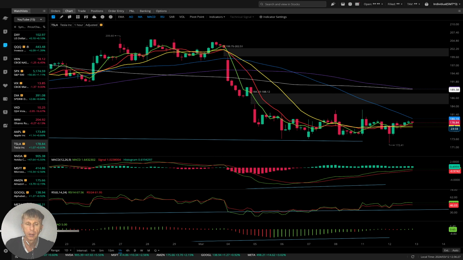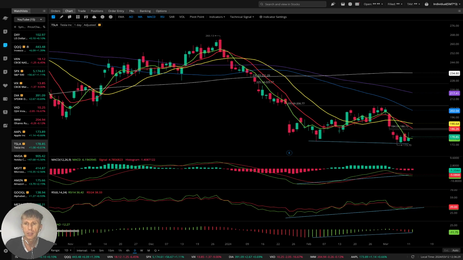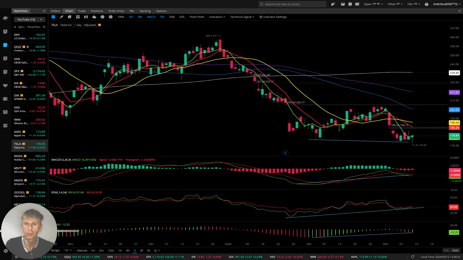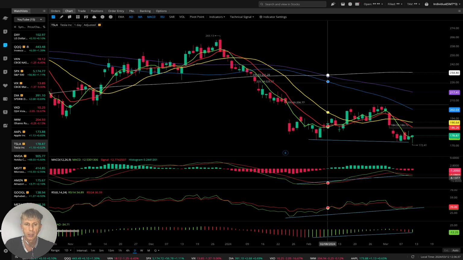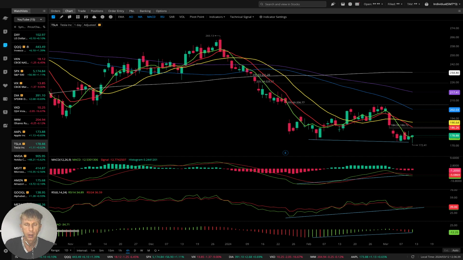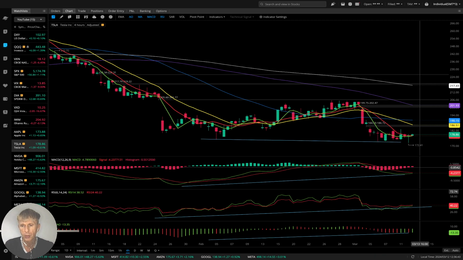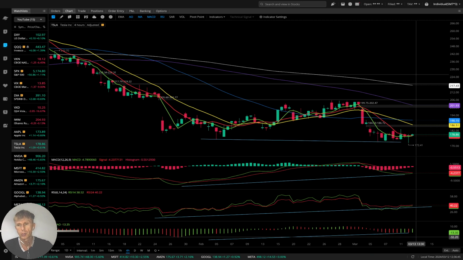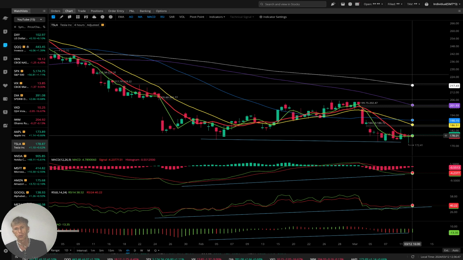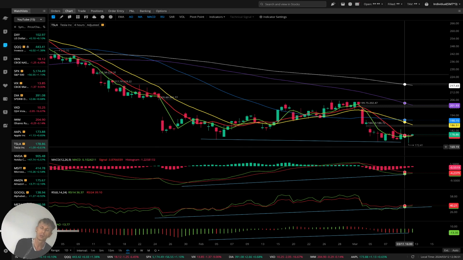Tesla. Tesla daily. Still below all moving averages, still in the bearish territory with bullish divergences. 4 hours time frame, same story, bearish trend and bullish divergences, and ready for bullish crossover for SMA5.